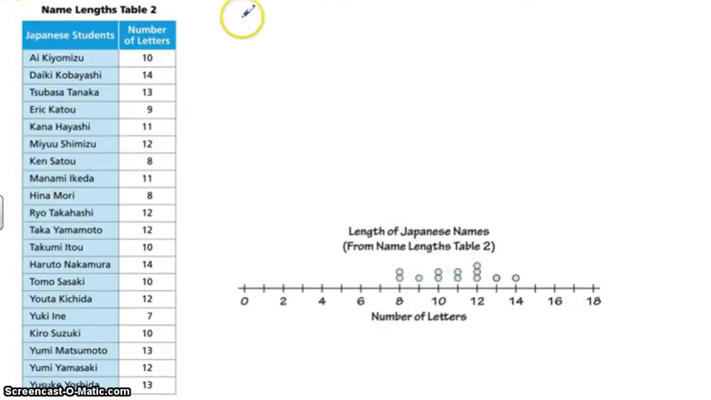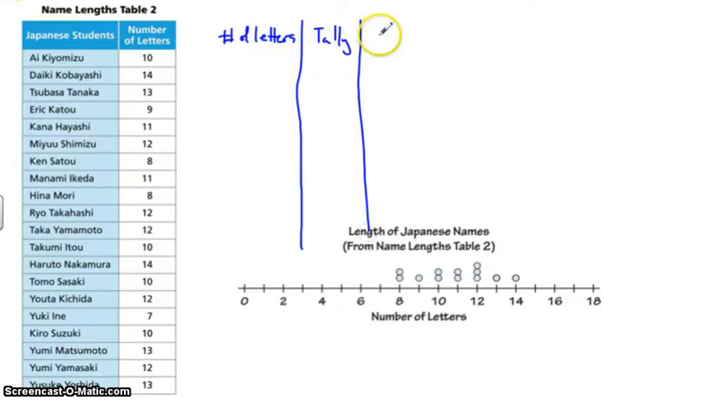So the first thing I'm going to do is put number of letters in the column, and then we're going to have a tally column, and then we're going to have the frequency column, just like what we did in investigation 1.1. Okay, and these are going to be Japanese names. Okay, and I realize that that's small, but I got to fit it in there.